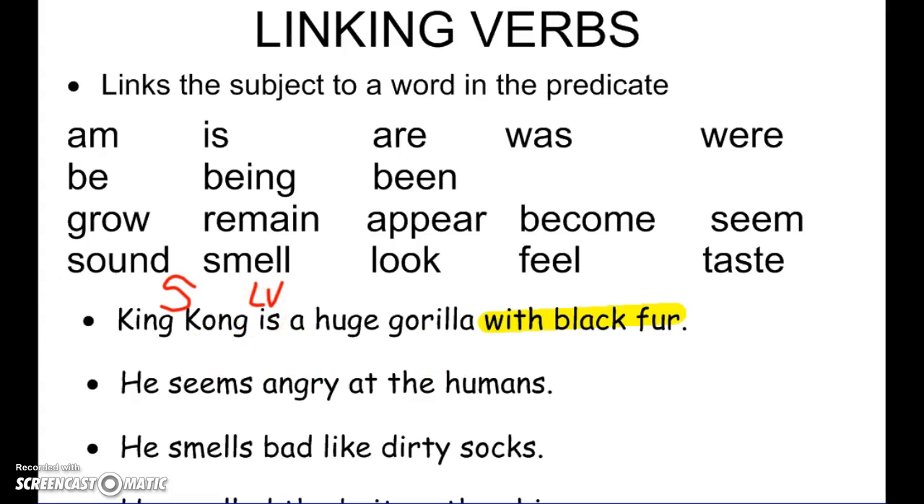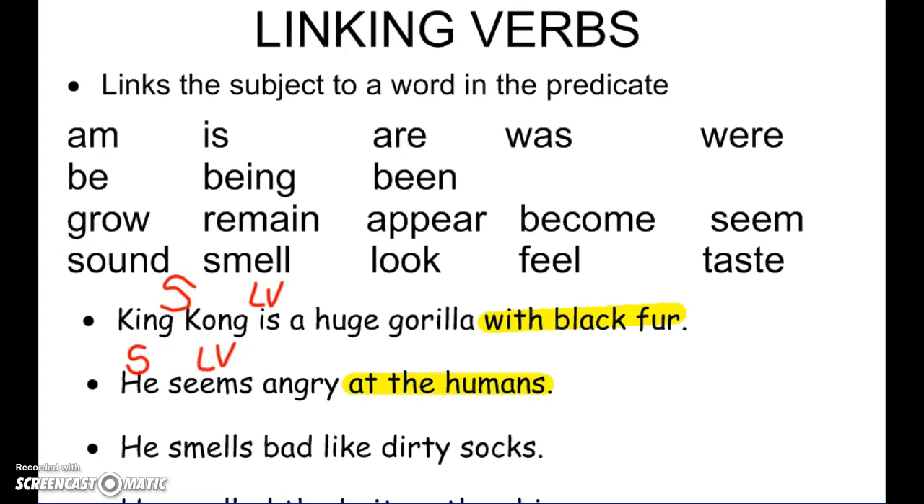He seems angry at the humans. I'm going to look to see if I can find a preposition, and I do. At. At what? At the humans. I'm left with a smaller sentence. He seems angry. He is the subject. I could say what does he do, but I know I'm not working with action verbs. So if I don't see an action verb, then I want to look for a verb that's on the list of linking verbs that we had to memorize. And seem is that S in grab. Seems is the linking verb.